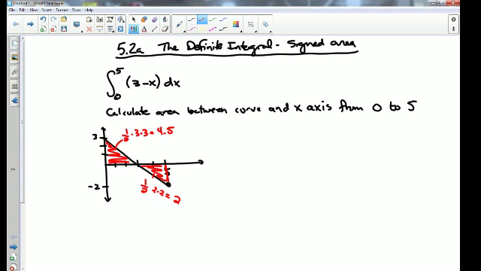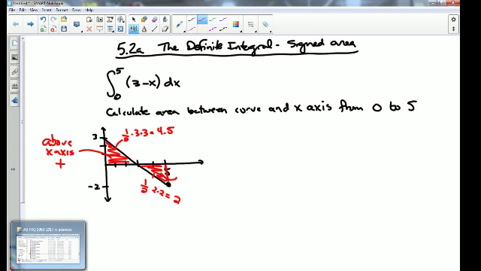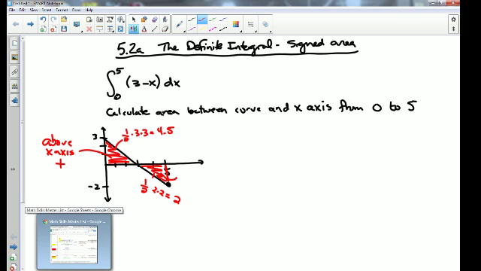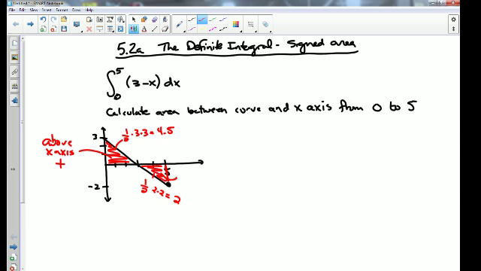This is what we call signed area. Anything above the x-axis is positive. What do you think anything below the x-axis is? Negative. So it's a position thing again, like velocity, where negative and positive are direction indicators. Well, this is just position. We're below the x-axis, so it's negative. So that would make that a negative, right?